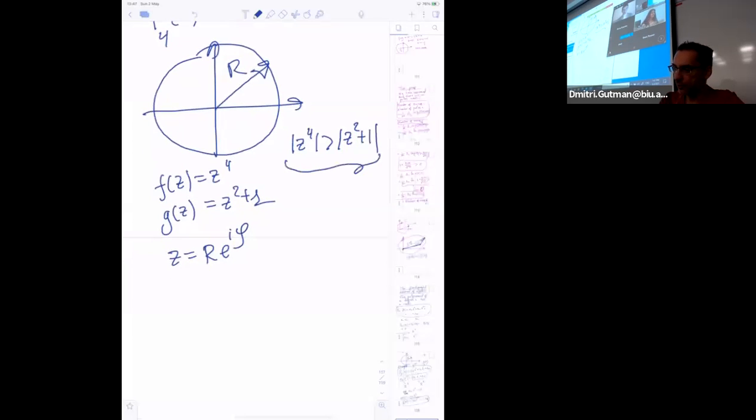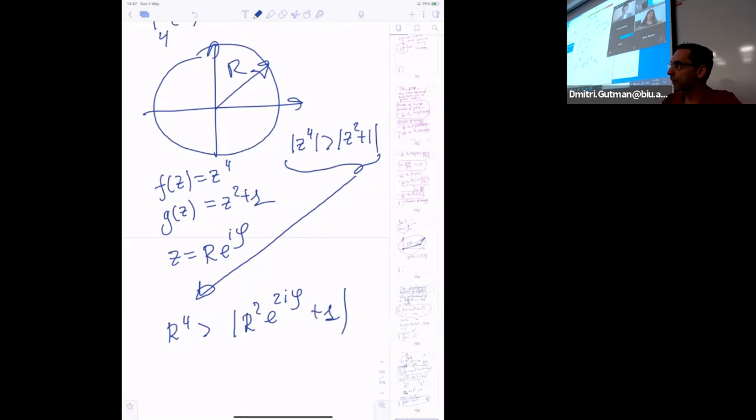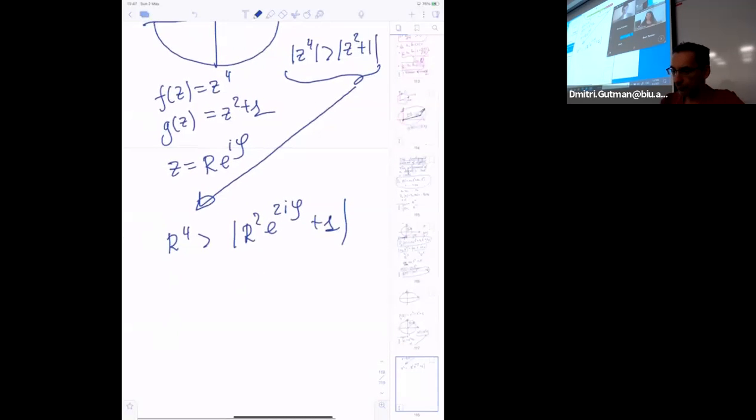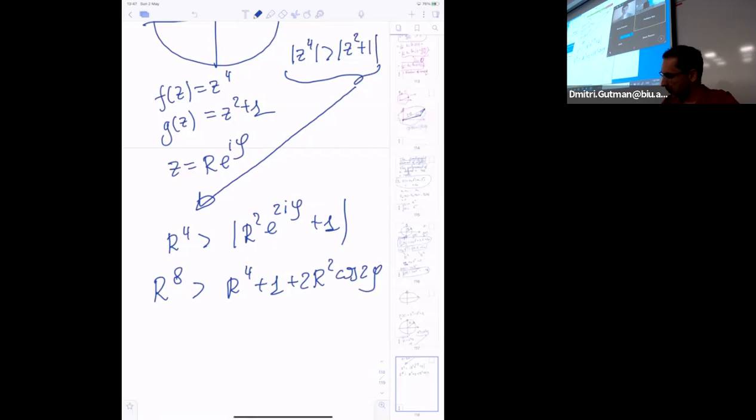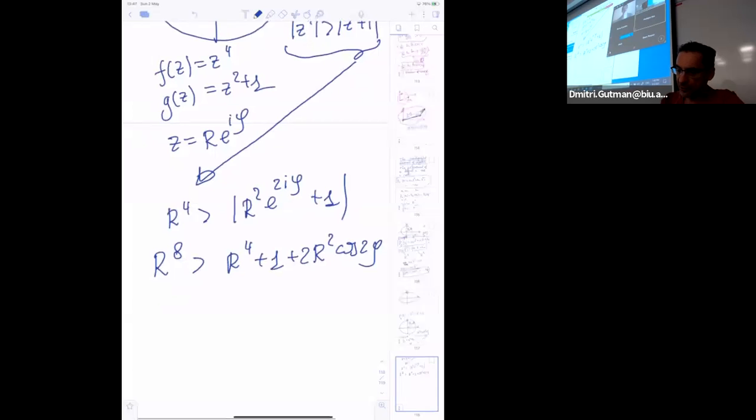And then what this equation tells us is r to the power 4 is greater than |r^2 e^{2iφ} + 1|. And this means that r to the power 8 is greater than r to the power 4 plus 1 plus 2r squared cosine 2φ. And this is satisfied if r to the power 8 is greater than r to the power 4 plus 1 plus 2r squared. If this is satisfied, then this condition is satisfied for all φ's. Which means that r must be greater than (1 plus square root of 5) over 2.